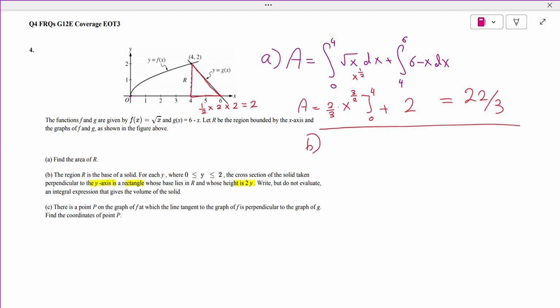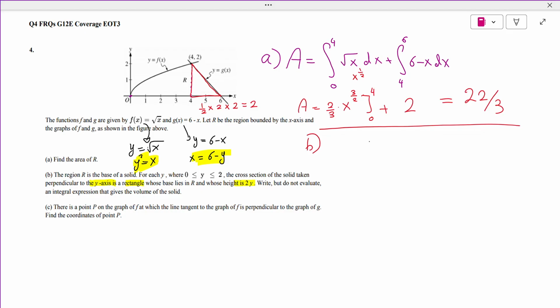Because the question says perpendicular to the y-axis, we must isolate x in both functions. So here, you've got y equals root of x, that means x equals y squared. And here you have y equals 6 minus x, that means x equals 6 minus y. I isolated x in both, so I'm going to use this one and this one as well.